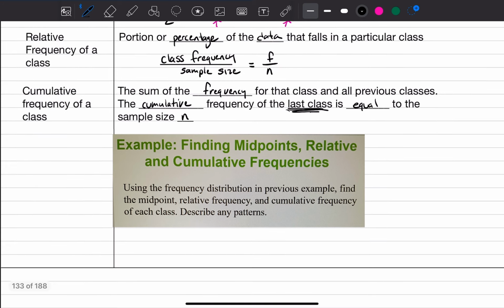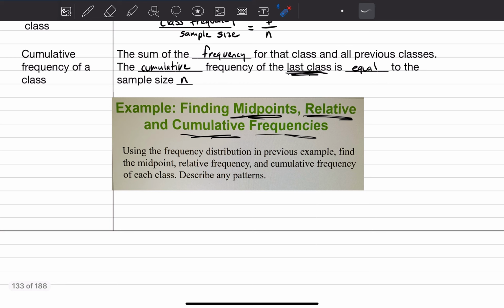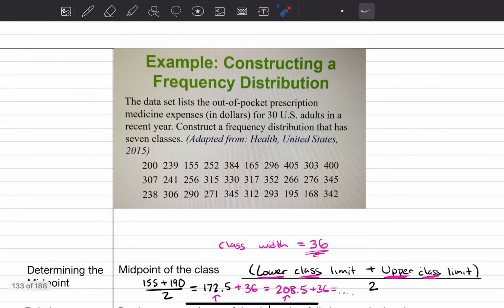Okay, let's do an example. We're going to find the midpoint, relative frequencies, and cumulative frequencies. And we're going to go ahead and look at the same table that you guys made in the last example, so the one up here. So make sure you have that table in front of you. And we're going to use that table to do this one. So if you haven't done the table, make sure you do that first, and then you can come back to this problem here.